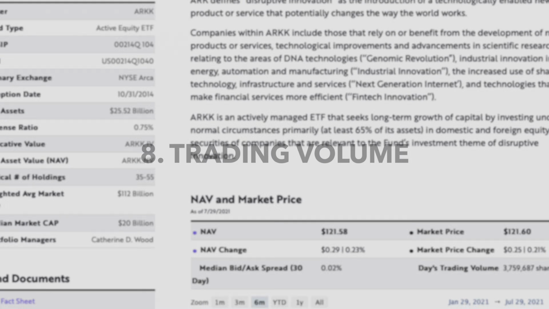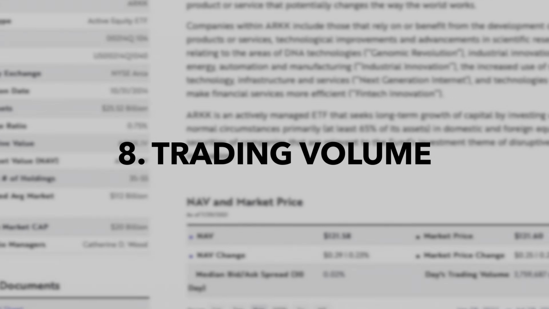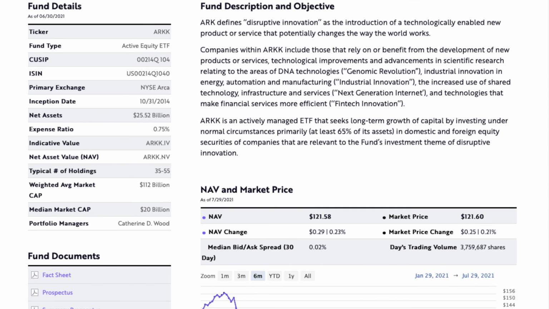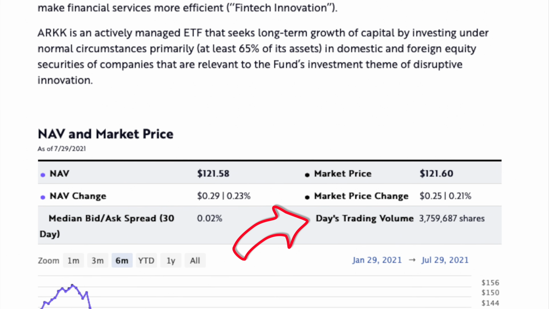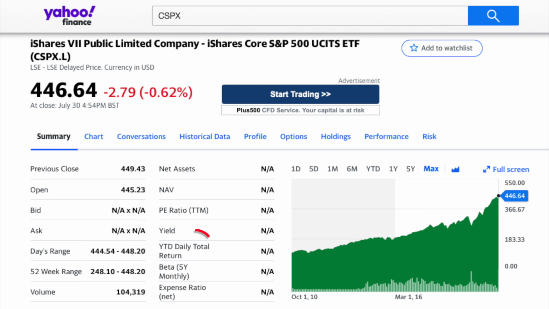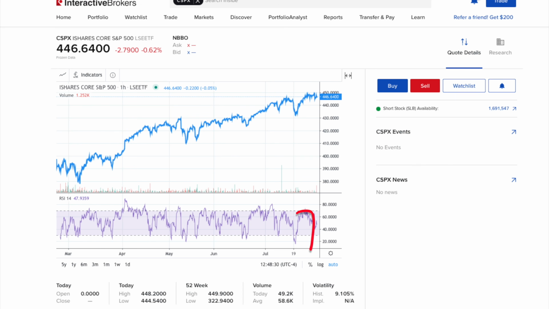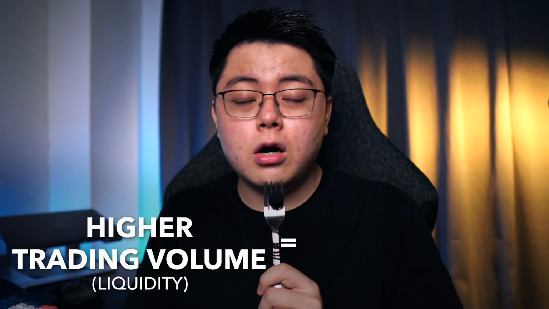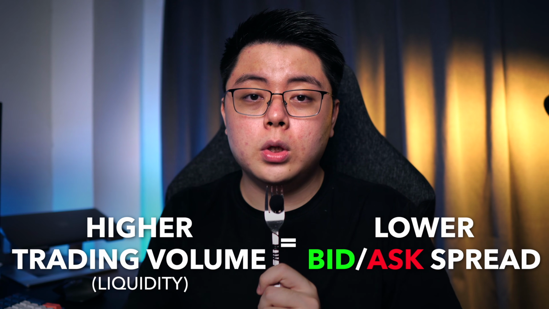Moving on, we look at the ETF's trading volume or liquidity of the fund. In simple terms, liquidity means how many people are trading this ETF. And in most cases, higher liquidity is better. You may or may not find this information on the ETF's fact sheet, but fret not because you can go for other sources such as Yahoo Finance or Google Finance that will do the job for you. For those of you that are trading with Interactive Brokers, you can easily find it below the chart as well. So what's so important about the trading volume, right? Well, an ETF with a higher liquidity or trading volume usually comes with a lower bid and ask spread.